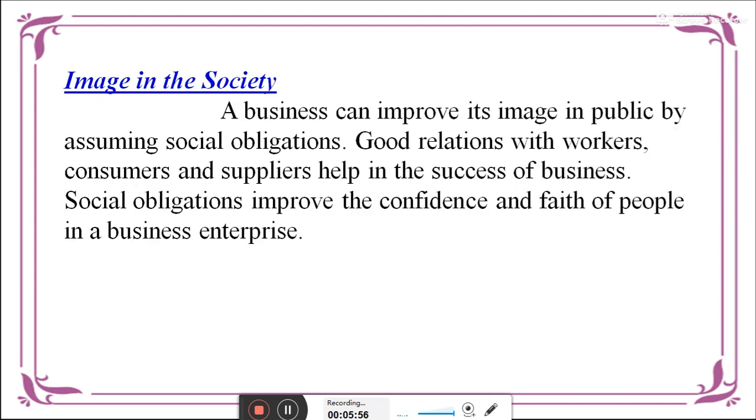Next, image of society. Good things, bad things, what is good and what is bad, how we see all of this in society is the image of society. A business can improve its image in public by achieving the social objectives. Good relations with the workers, consumers and suppliers help in the success of business. Social obligation improves the conditions and faith of people in a business enterprise. A business enterprise is created within society.